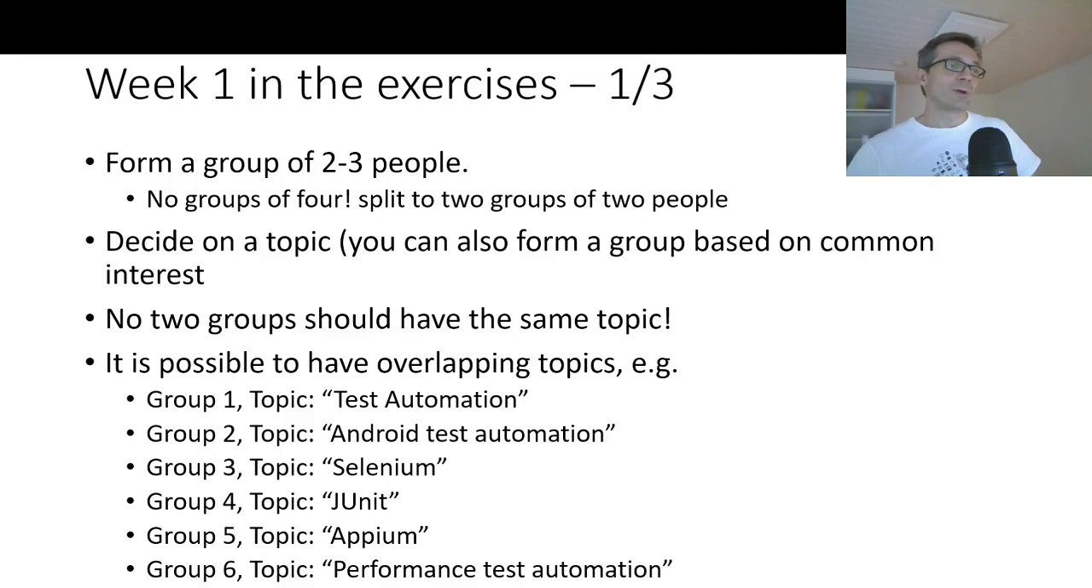For example, group 1 could work on test automation, group 2 could work on Android test automation, groups 3, 4 and 5 in this example are working on different test automation tools, Selenium, JUnit and Appium, and group 6 is working on performance test automation. So this is an example showing how multiple overlapping topics covering the same area can be formed. But we can see that there are no 2 groups that have the same topic in these 6 groups.